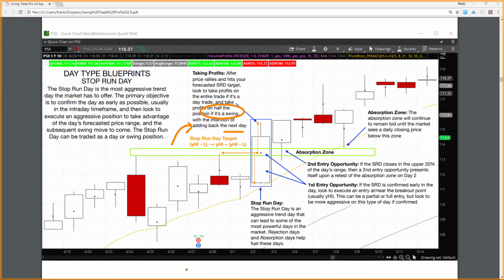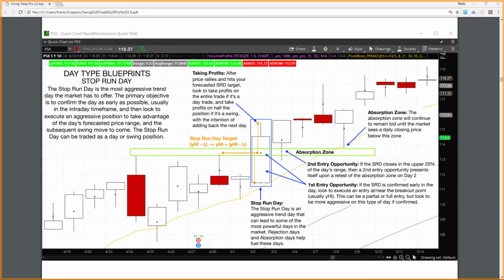So say you got into, I don't know, 200 shares of this one and it continues higher, or 10 contracts of options and it goes higher. Take half here, and then when price pulls back to the absorption zone the next day, add it back here, and now you've kind of squeezed more juice out of that lemon. So again, a very, very solid approach to engaging a stop run day is to take some of those profits at the end of the day and then look to add them back when price pulls back to the absorption zone the next day.